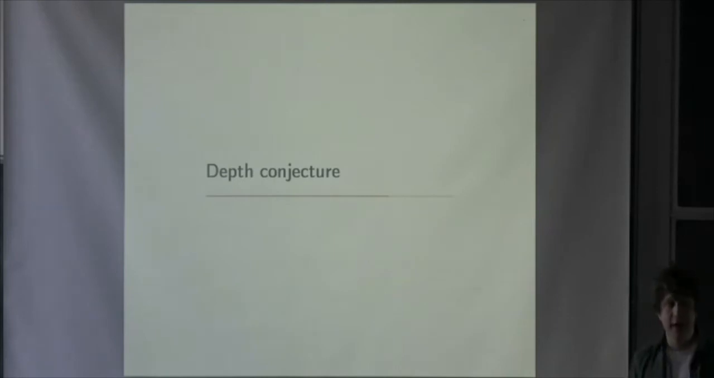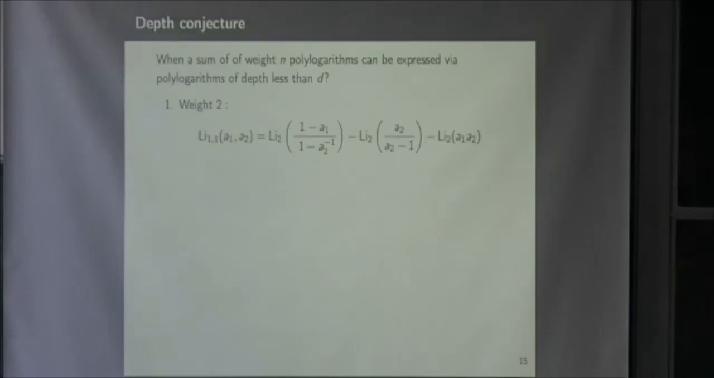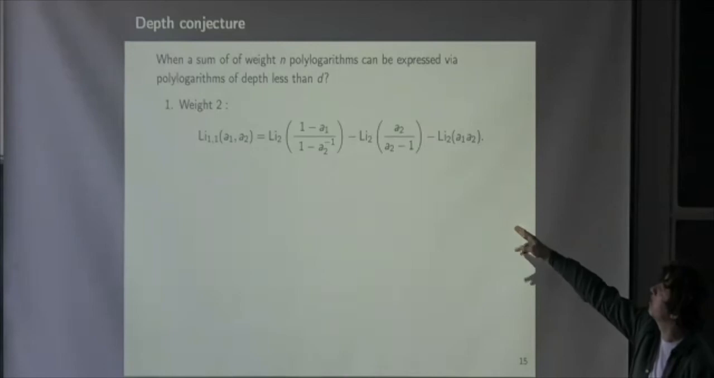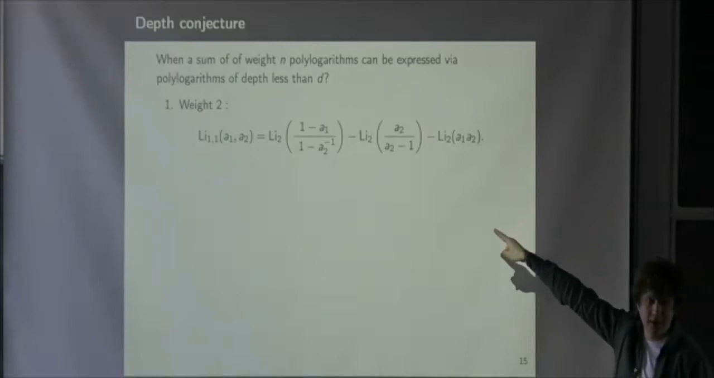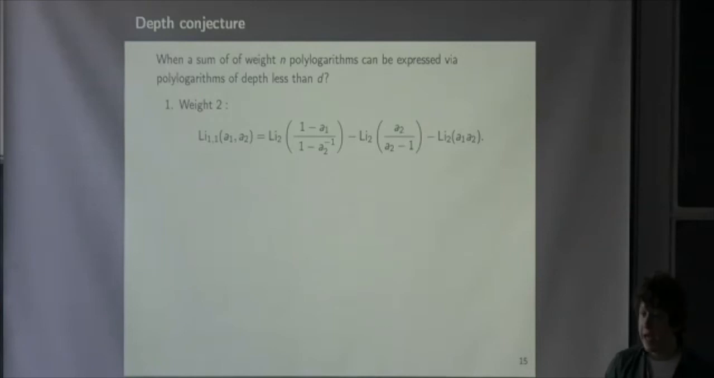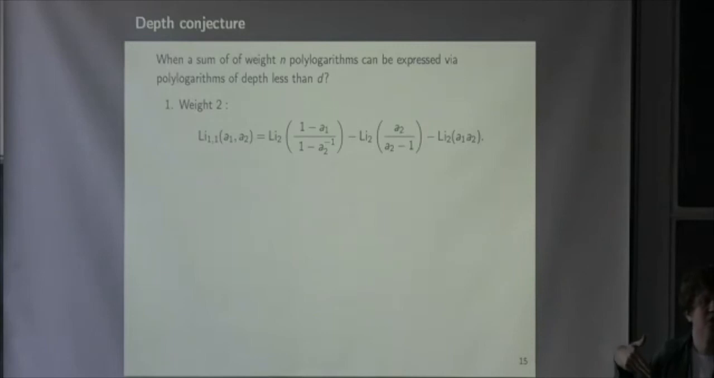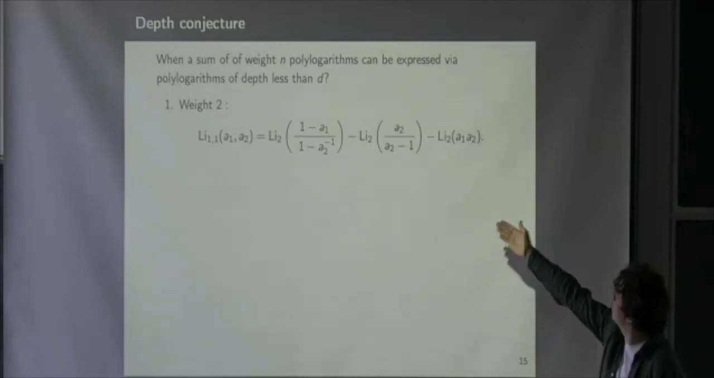For the next story, I need to talk about the depth conjecture of Goncharov, which is related in some way to what we talked about before, but you can think of it as an independent subject. And then I will explain how they combine. So the depth conjecture is the following question: when can a sum of weight n polylogarithms be expressed via polylogarithms of certain smaller depths? The reason for it is very natural, because we like polylogarithms with a smaller number of arguments since they're simpler in a sense. And so we want to know when polylogarithms with many variables can be expressed so that you don't need to use them. For instance, in weight 2, you can do that.